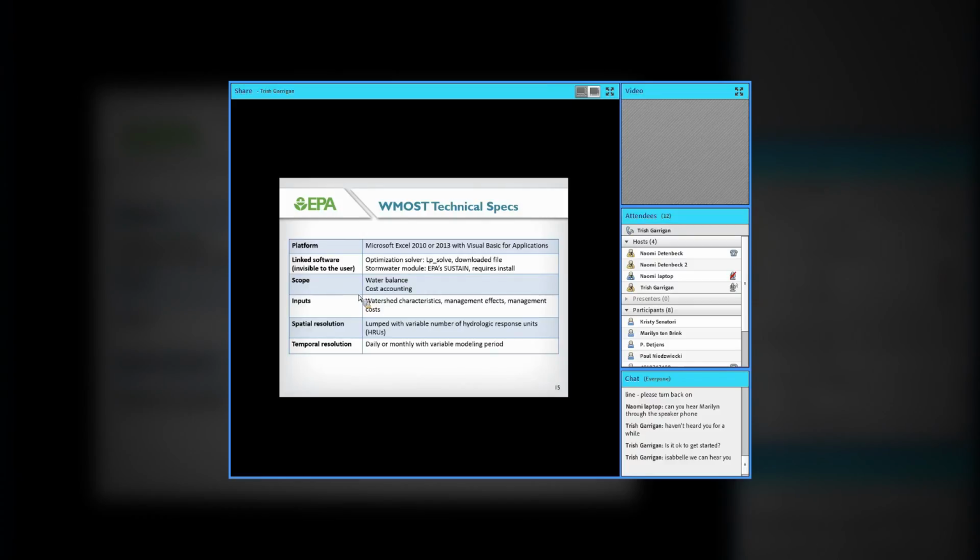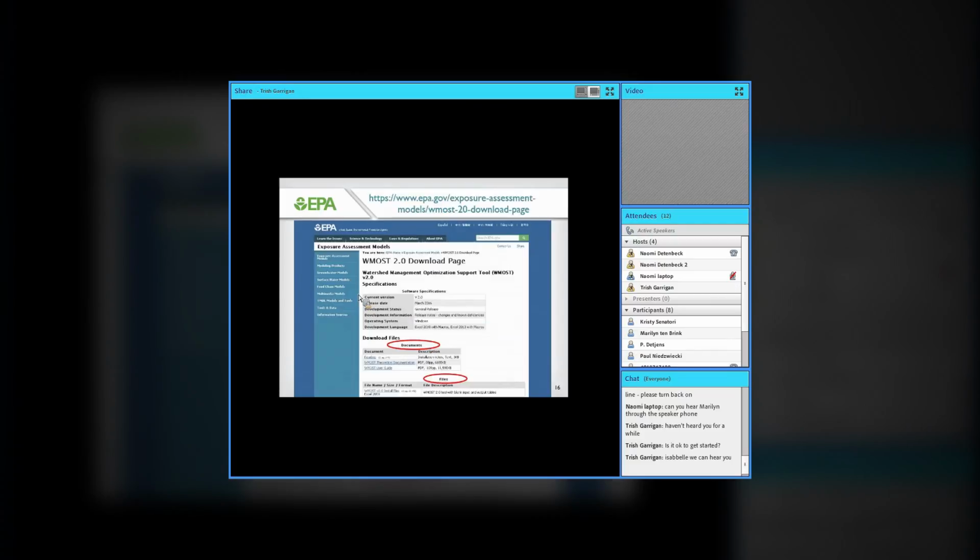Okay, so normally you would go to the download page, and you'll notice this is WMOST 2.0. So 2.0 had some bugs that we've fixed. So 2.1 will be out once it goes through the process of being vetted. So you actually have the first copies of version 2.1. It's not publicly available. It's very special.